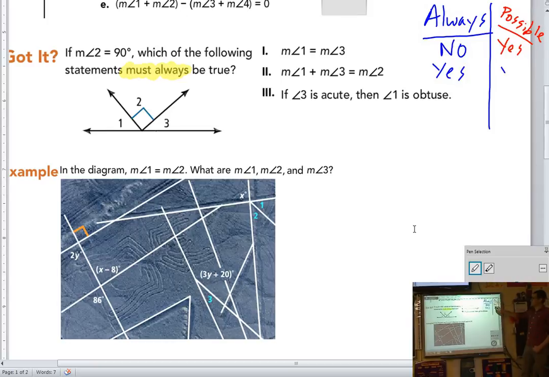And then is it possible? Yes, of course, because it always has to be true. If angle 3 is acute, then angle 1 is obtuse. How's that work? So let's play it out. If 3 is acute, choose an angle that would be acute. Give me a measure. 30. If angle 3 is 30 degrees, what would angle 1 be? It'd have to be 60 degrees. Is that obtuse? No. There's no way for 1 or 3 to be obtuse if angle 2 is a right angle, that's impossible. So, no, it doesn't always happen, and no, it's not even possible.